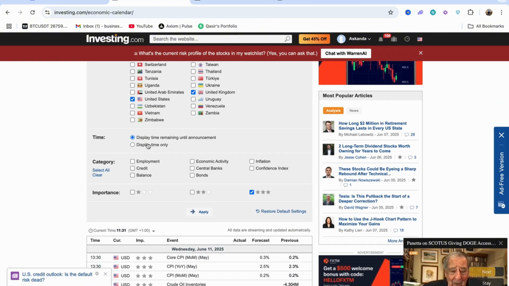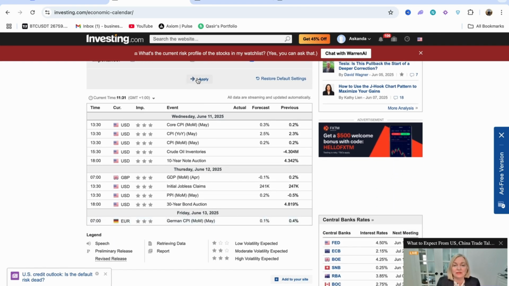Okay, so we know this, we have unselected. Now you come down to the time frame, the time display. Okay, you select the display time remaining until announcement. Then you also come to the category. So with the category, you can leave that one out, but we have importance. So the importance, we are selecting the three stars, meaning it's a high impact news. Okay, so we won't see any news apart from a high impact news. Then we'll click on apply.